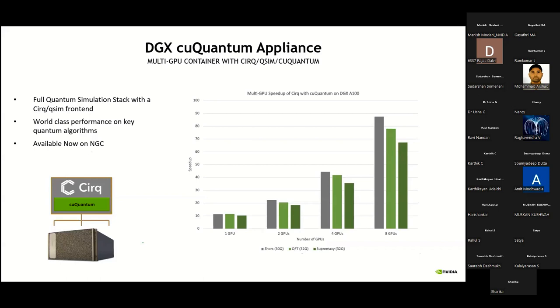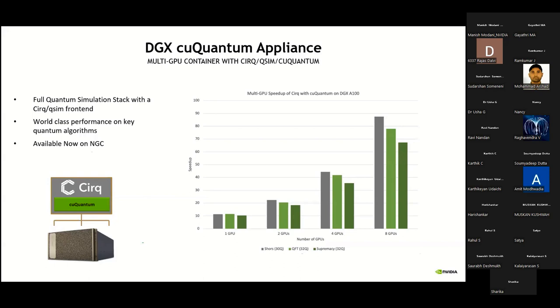Just an illustration, and these are old results, but what we are seeing is we have cuQuantum as a container, no need to compile anything, and that supports now cuStateVec and cuTensorNet also now. So one can have the container on your GPU machine easily and can run these simulators, and then one can experience these speedups.